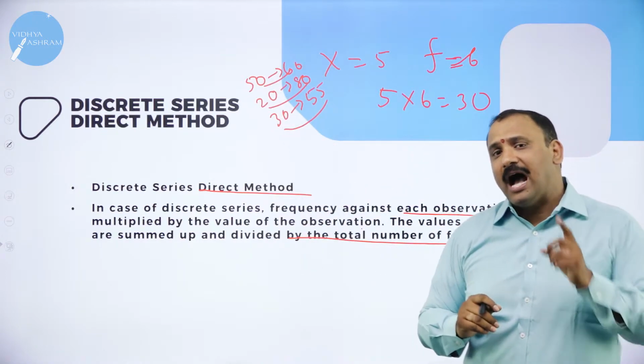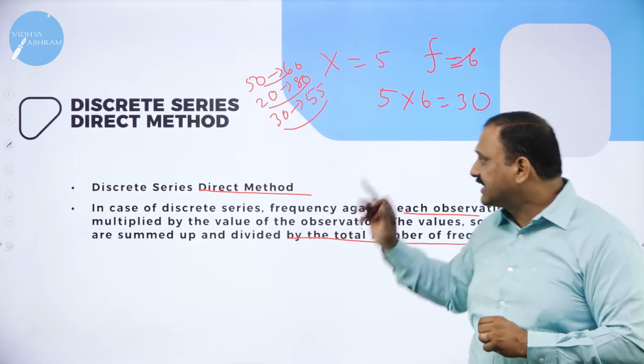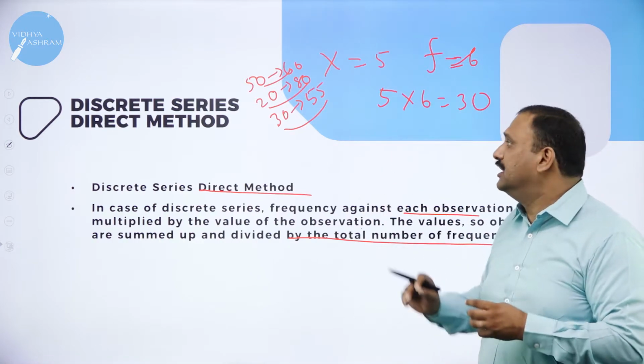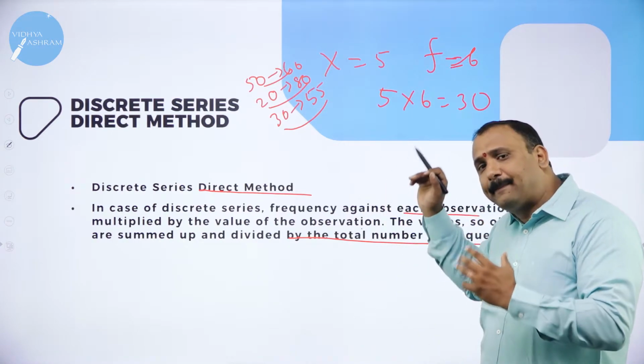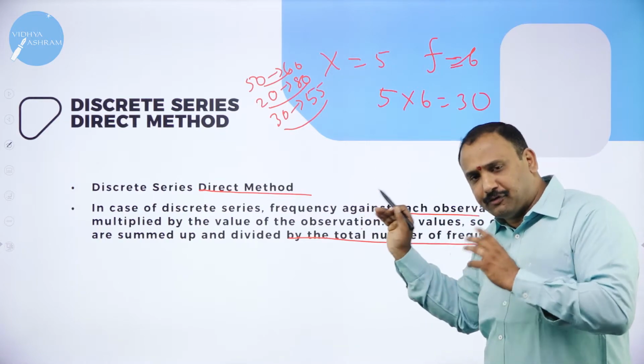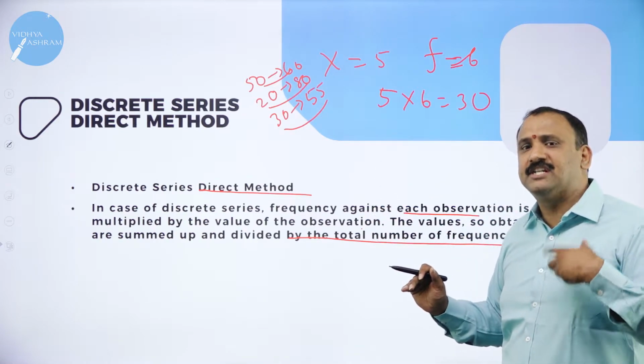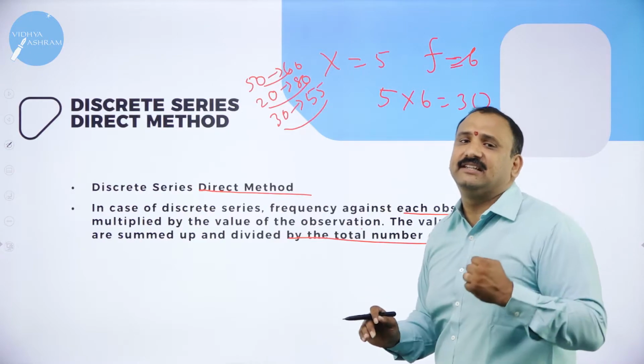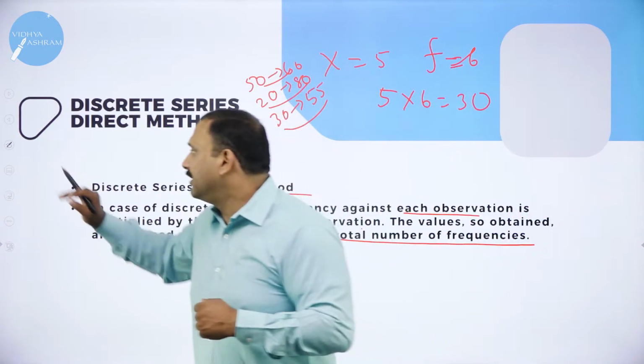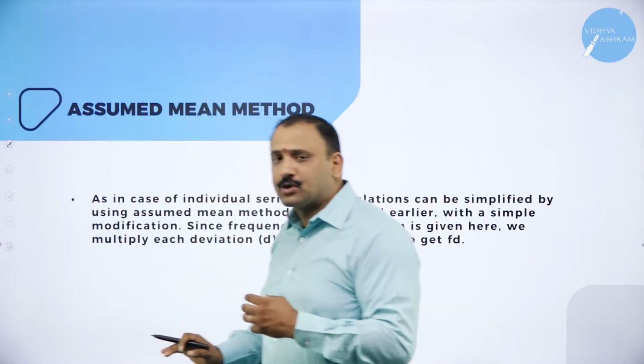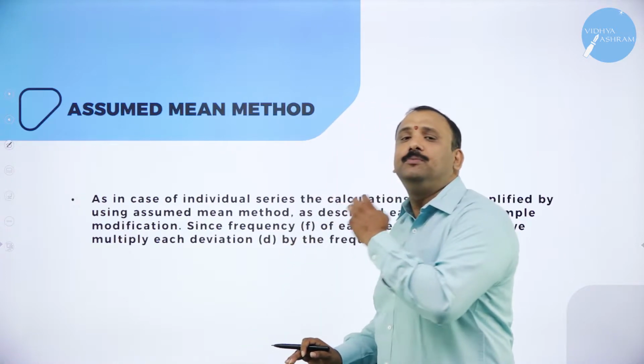So that is where I would like to use a discrete series direct method. You are just going to multiply the value into the frequency of that particular observation and try to sum it up and get the final value here. So moving forward, we are also going to talk about the assumed mean method.